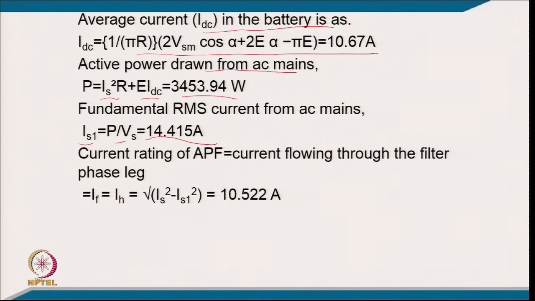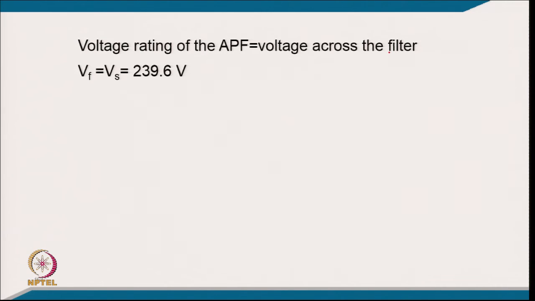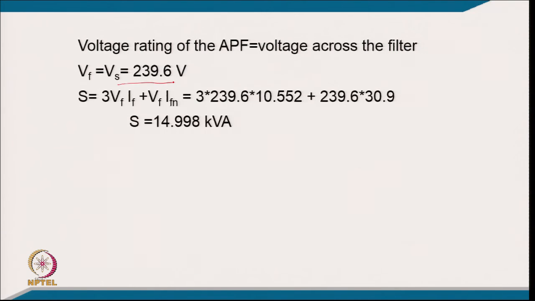And the current rating of the active filter is the current flowing into it, typically the phase lag. So, IF equal to IH equal to root of IS square minus IS1 square. So, this is 10.522 ampere, and the active filter neutral current is the same as IF equal to ILN, that is root 3 IS. So, it is typically 30.94 ampere, since it has to cancel the neutral current, and the voltage rating of the active filter will be the same as the PCC voltage, 239.6, and the kVA rating of the filter will be 3 VF IF plus VF IFN. Putting the value of all these it comes to kVA rating equal to 14.998 kVA.